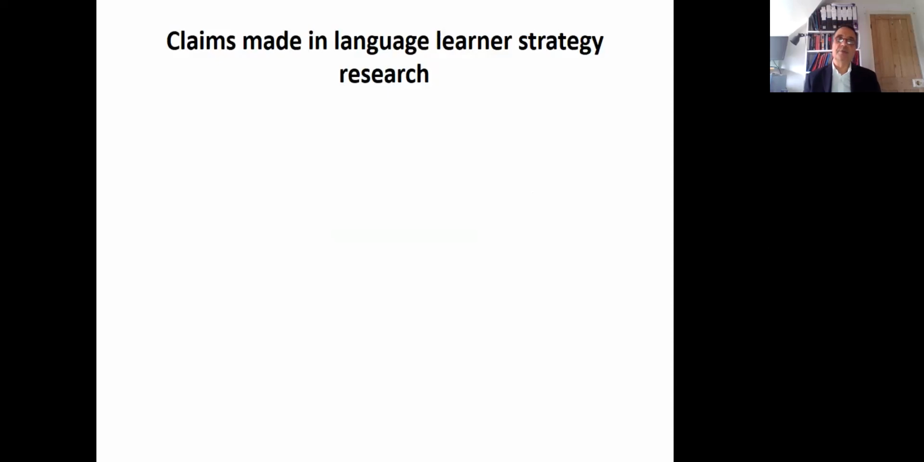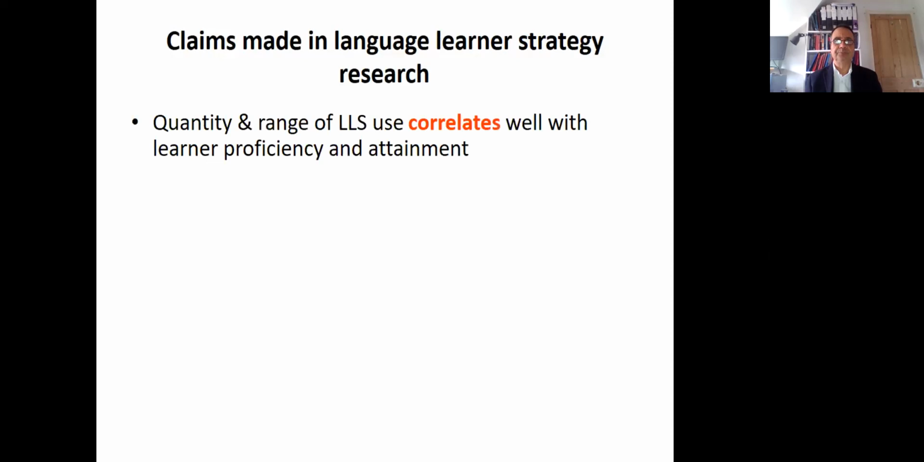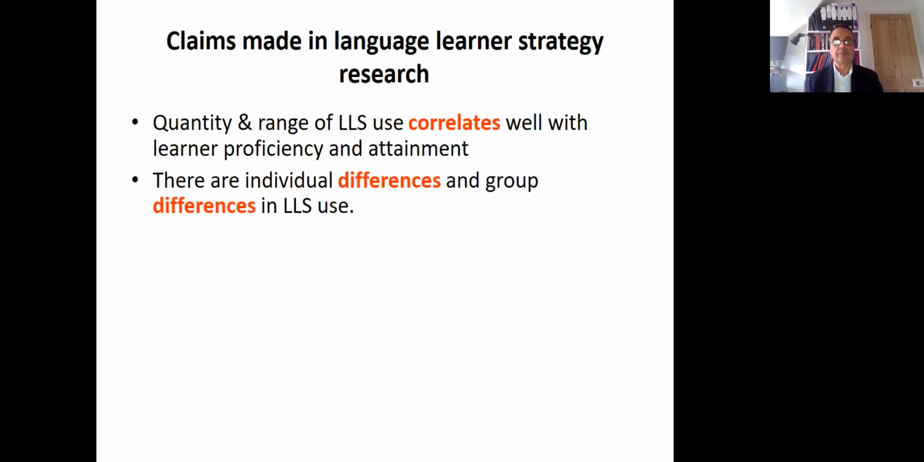Okay, what are the claims that have been made by strategy researchers? Well, the quantity and the range of strategies correlates well with proficiency and attainment. There are individual differences and group differences in language learner strategy use.